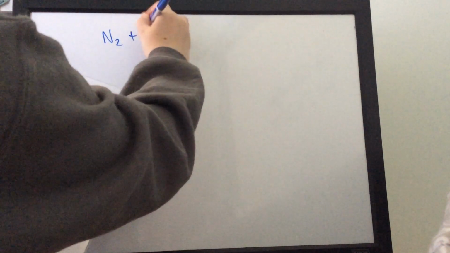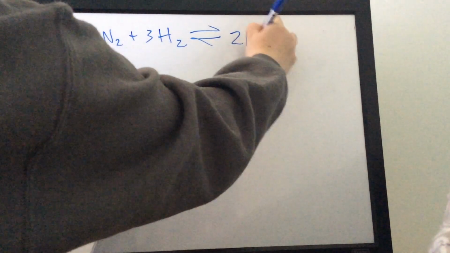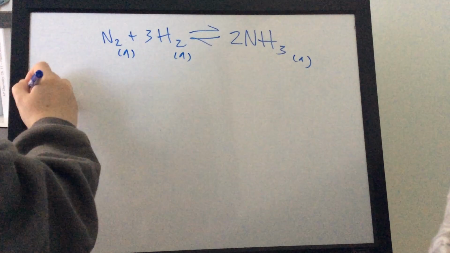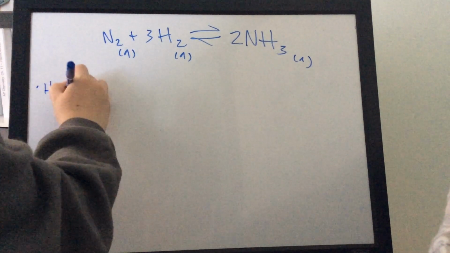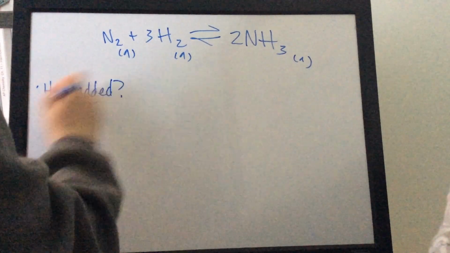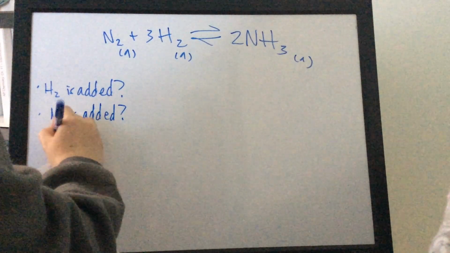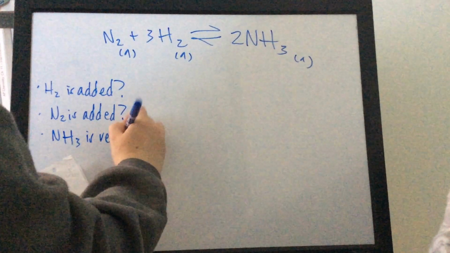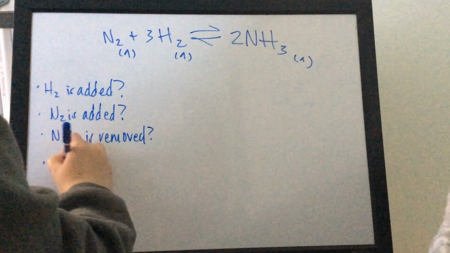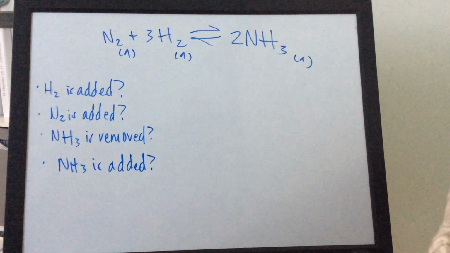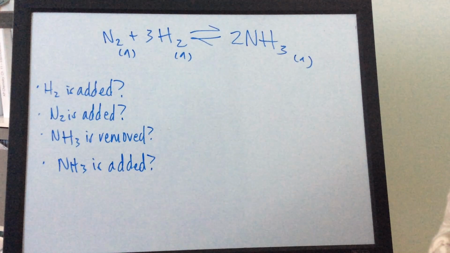Which will be right now, and that's what's underneath that little blank space. So of course it's the Haber process, an all gas reaction. And so we have some bullet points. It says, how does equilibrium shift if H2 is added, N2 is added, NH3 is removed, and NH3 is added. Remember, this first section we're only talking about what happens if we change the concentration of my reactants or my products.